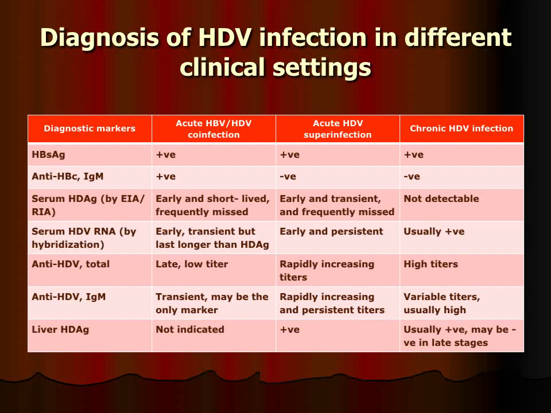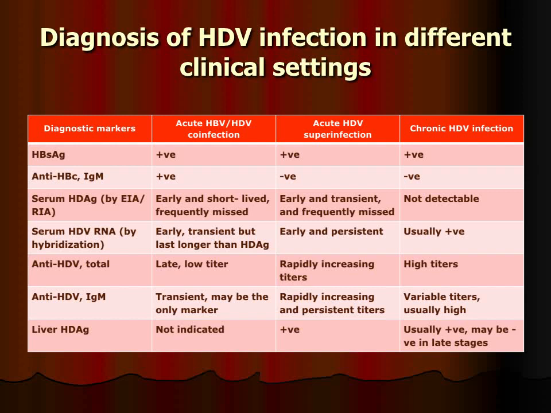In acute HDV superinfection, the surface antigen is positive, but take care, the core IgM is negative. The HDAg is early and transient as before, and the PCR is early and transient, but the anti-HDV total is rapidly increasing, and this is very important. Also the anti-HDV IgM rapidly increases, and the liver antigen is positive. Therefore, when there is acute HDV on top of chronic infection, you find the surface positive, not the core antigen, and the anti-HDV IgM and total high.